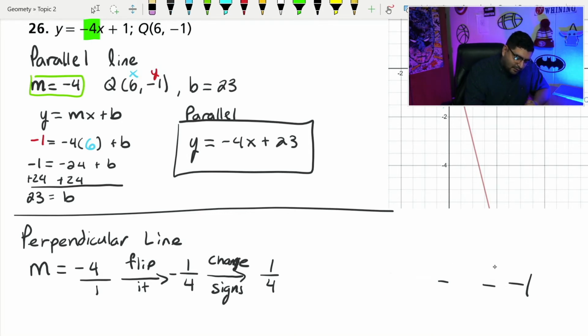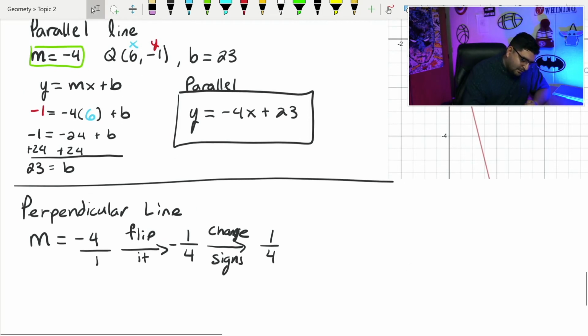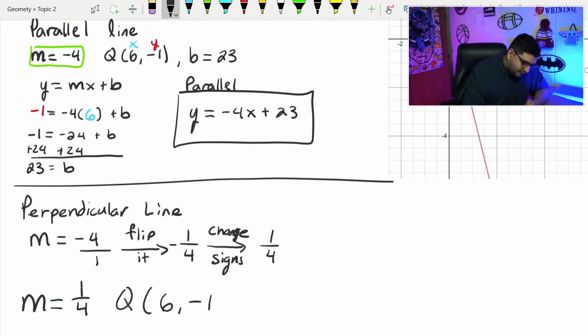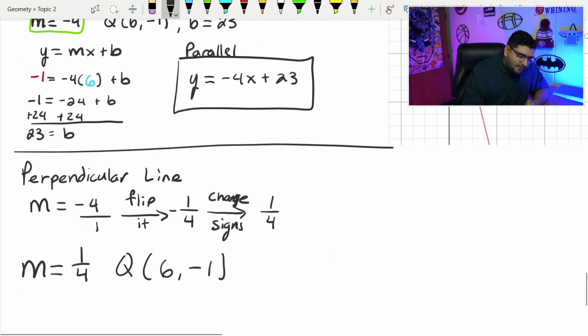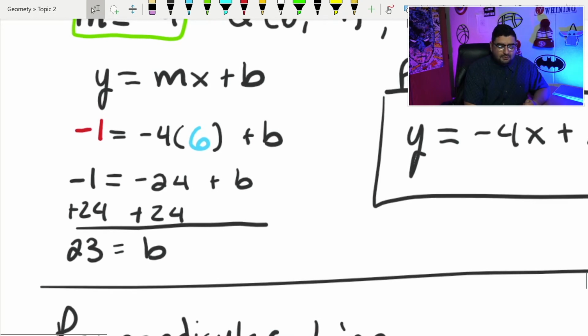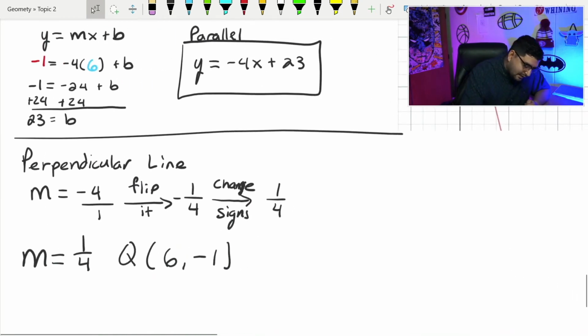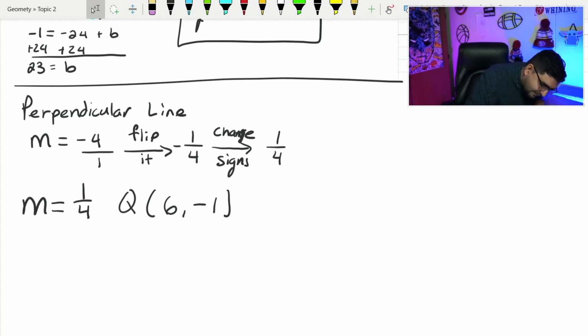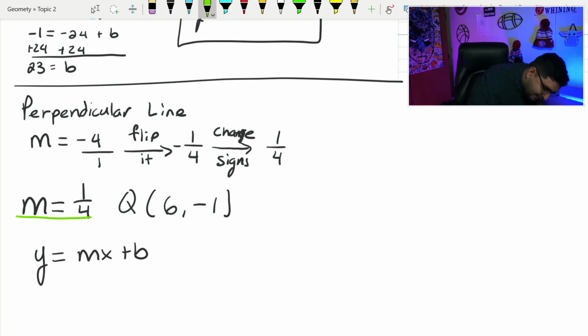So once we find our slope, I now know that my slope has to be 1/4. And I also still know it has to go through this point, 6, -1. And we do the same thing we just did here, where we're going to plug it into the slope-intercept form equation, y equals mx plus b, in order to find what's the b value, what's my y-intercept to this line. So I'm going to have y equals mx plus b, where again we have m, we have x, and we have y.